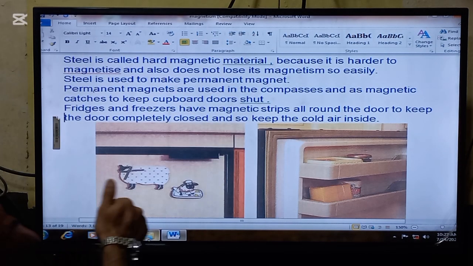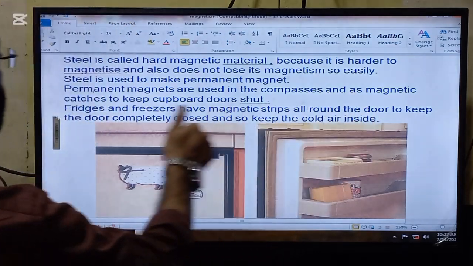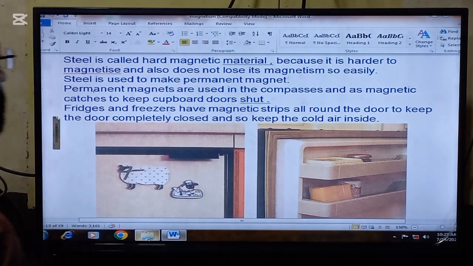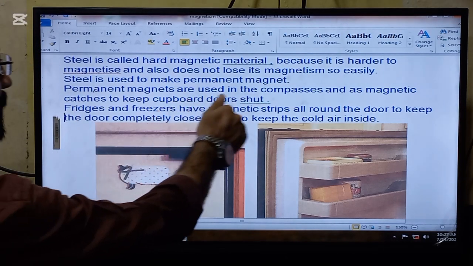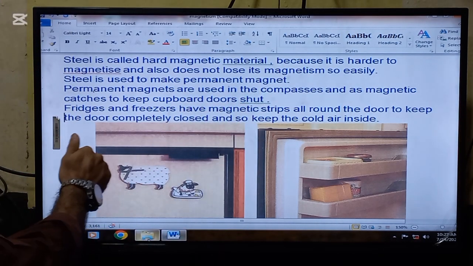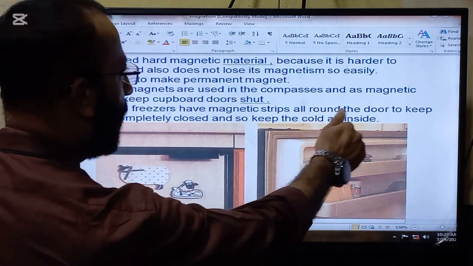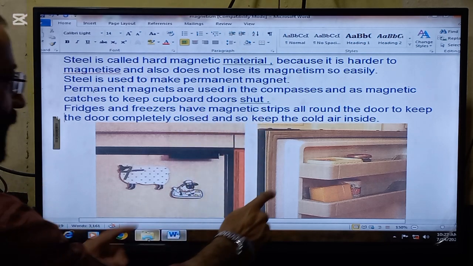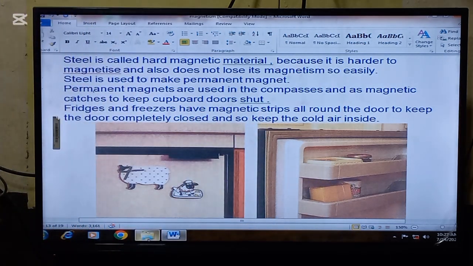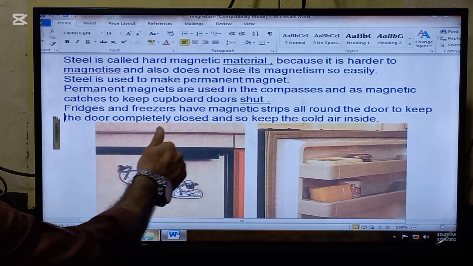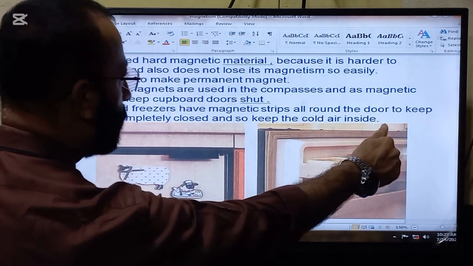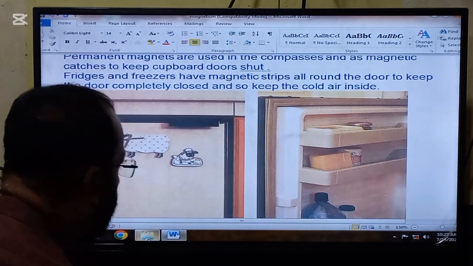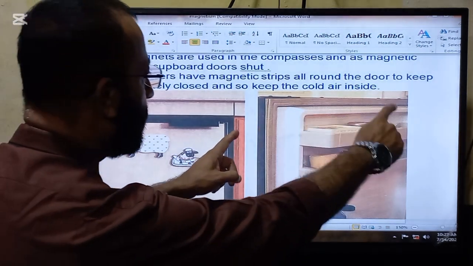Steel is called a hard magnetic material because it is harder to magnetize and also does not lose its magnetism so easily. Steel is used to make permanent magnets. Permanent magnets are used in compasses and as magnetic catches to keep cupboard doors shut, as in refrigerator doors. Fridges and freezers have magnetic strips all around the door to keep the door completely closed and so keep the cold air inside. So here are magnetic strips.